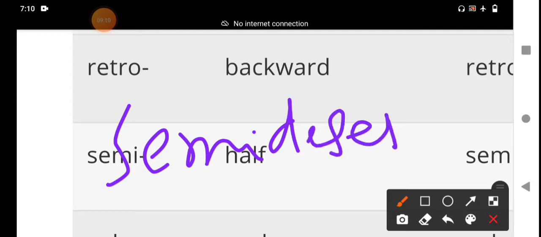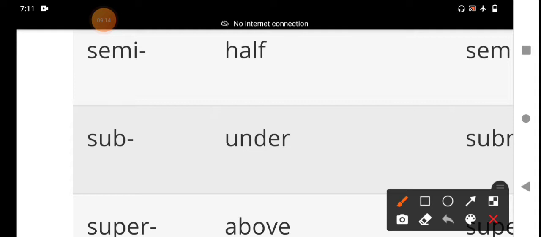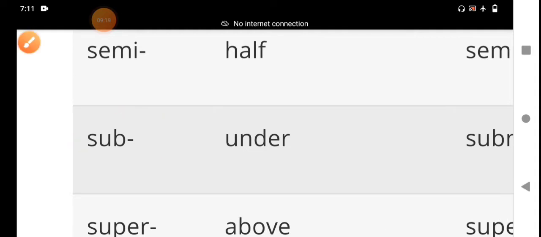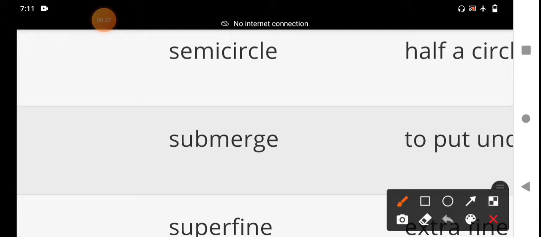Semi-desert. And then next we go to the next word, sub. Sub means under. Submerge. We say submerge, that is a wrong pronunciation. We should write submerge.